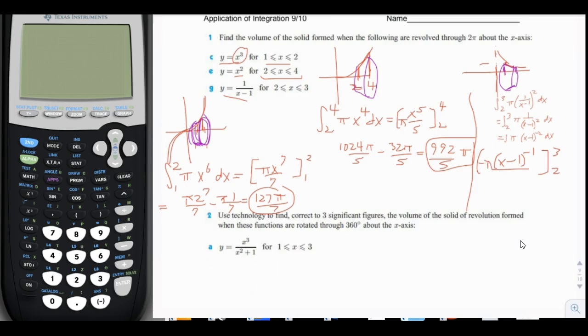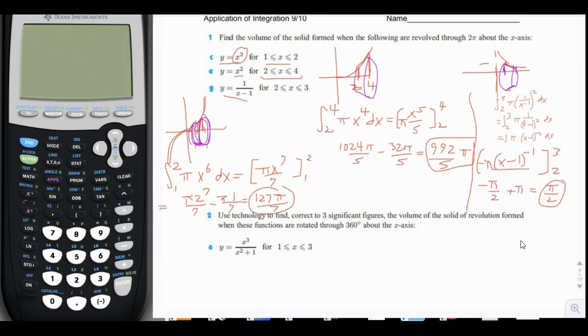So I'm going to put 3 in there. I'm going to have 3 minus 1, which is 2, to the negative 1, which is 1/2. So we're going to have negative pi over 2. Then I'm going to subtract a negative, so it's plus, and I'm going to put 2 in there. 2 minus 1 is 1, so it's plus pi. So the answer is going to be pi over 2. Pi minus pi over 2 is pi over 2.